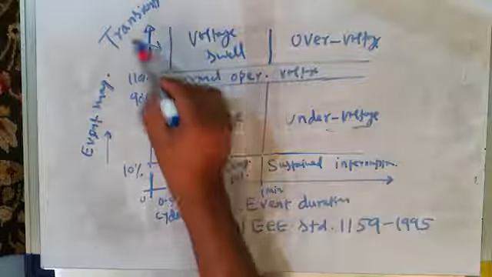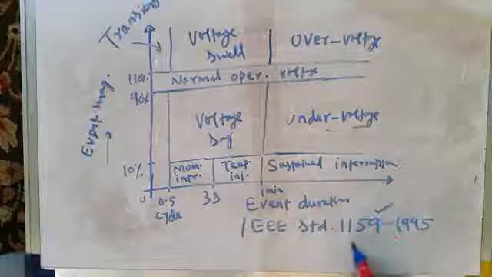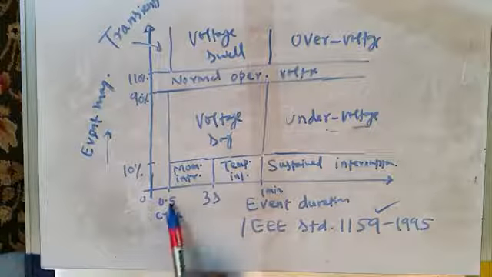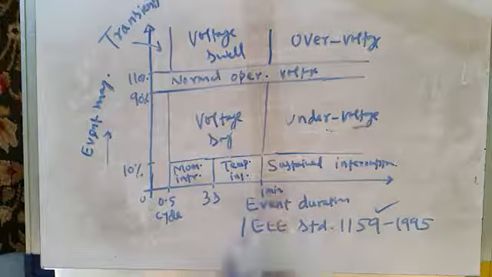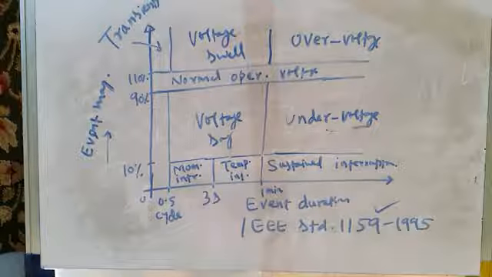First of all, transients, then interruptions, all three types of interruptions as defined by IEEE standard 1159, that is momentary interruption, whose duration is 0.5 cycle to 3 seconds, temporary interruption, whose duration is 3 seconds to 1 minute, and sustained interruption, whose duration is greater than 1 minute.